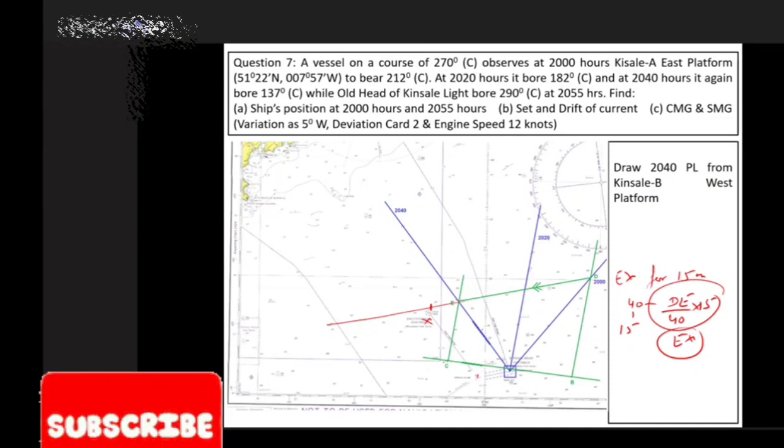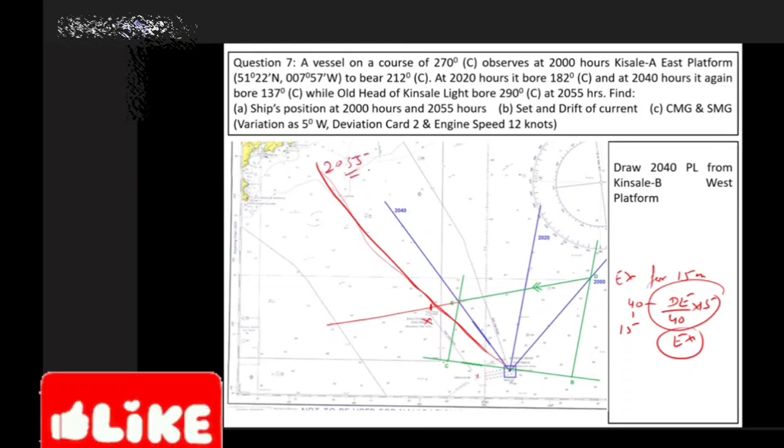Okay guys? Then you will join this line with X, and what you have drawn is a 2055 PL, okay? All would get the same PL. Never mind where your CMG may have been, it does not make a difference, because you see this distance is also opening up in the same ratio.